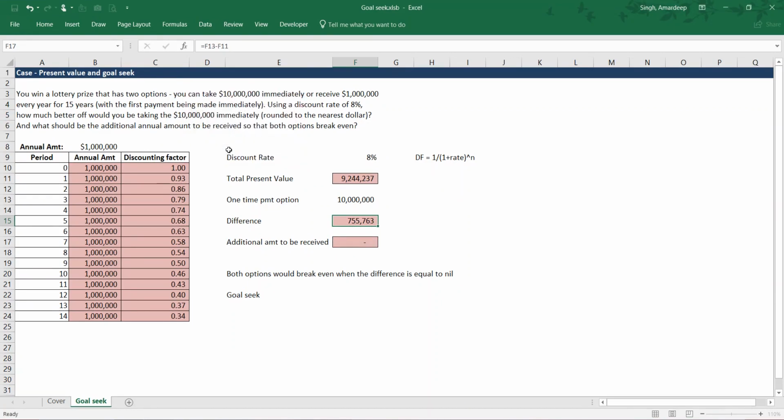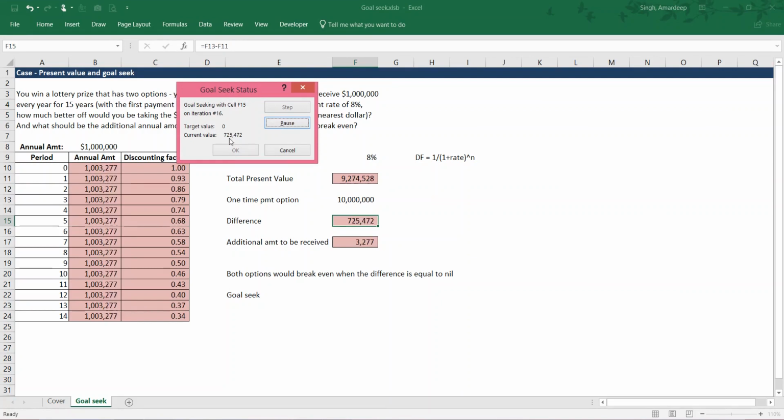Then press OK. You would see it would run certain iterations. You are able to see it out here that it is running certain iterations, and then it says that the goal seeking with the cell F15 found a solution. The target value was 0 and the current value is also 0. If you want to accept this solution, press OK. If you do not want to accept this solution, press cancel.